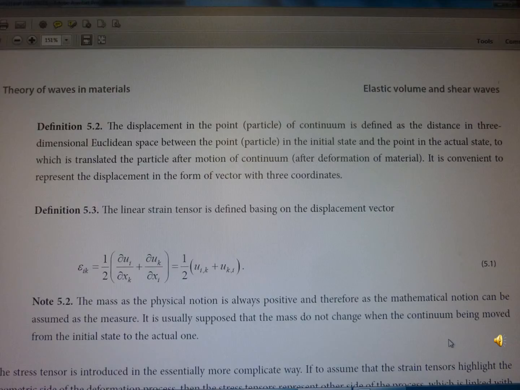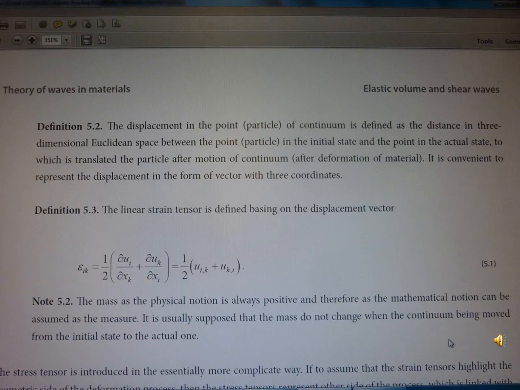In this case, when we are putting the force, the point will be moving, so this point will be displaced. So these displacements are between the initial state and the final state. The difference between the final state and the initial state is what we call a displacement. So in this case, our linear strain tensor is defined based on the displacement vector.